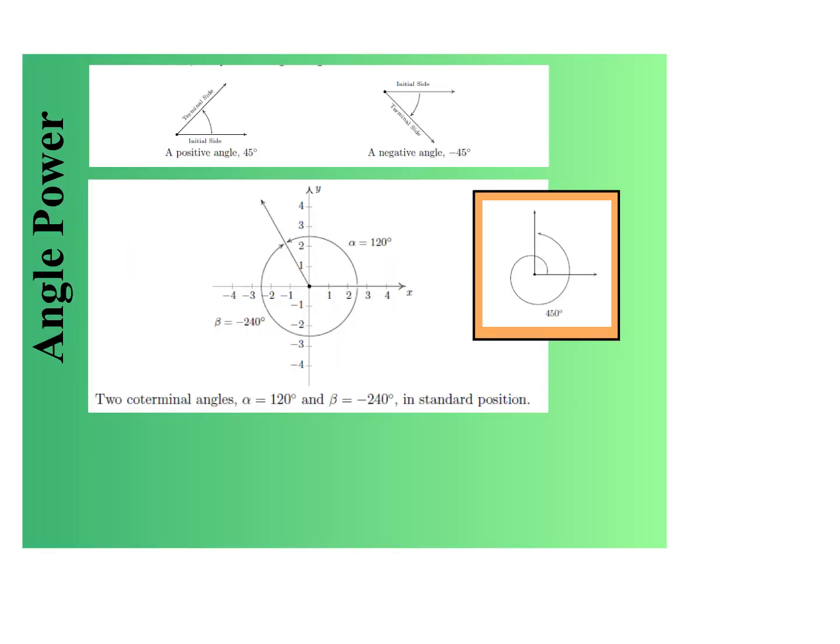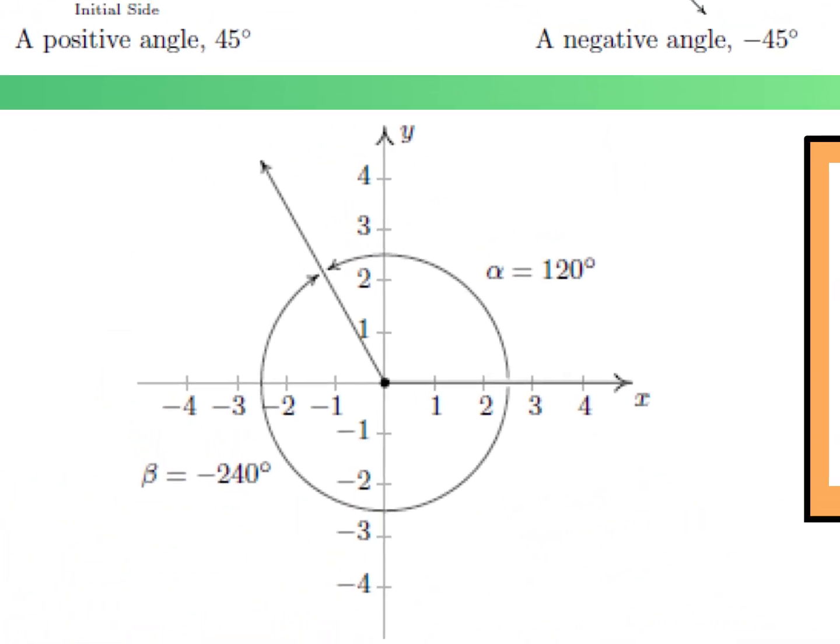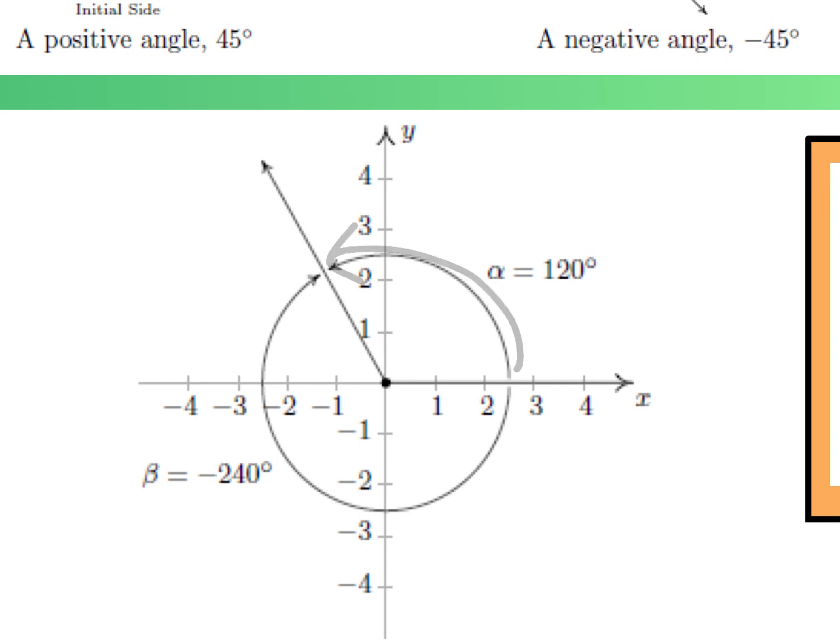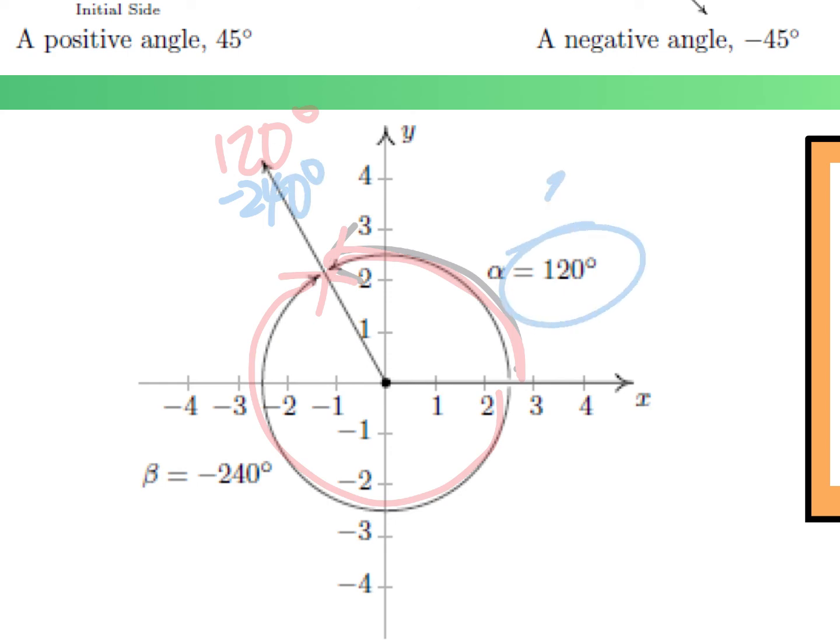Moving on. This is where we were talking about different ways to say this spot. So they're saying if this right here is 120, then this right here would be negative 240. And 120 is here, and negative 240 is in the same spot. They're coterminal. If you want to say those in radians, I'd say that's like 2 60s. And I know 60s are pi over 3. So 2 pi over 3.